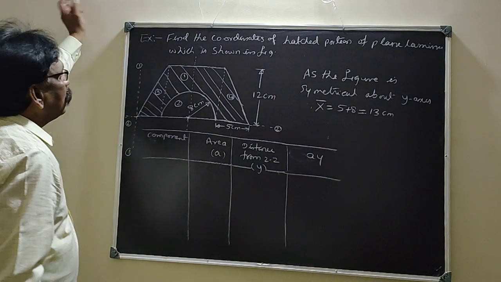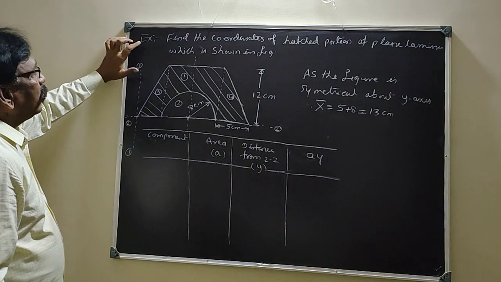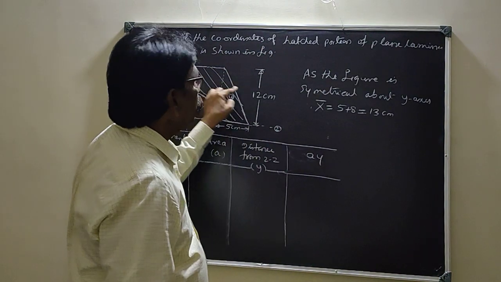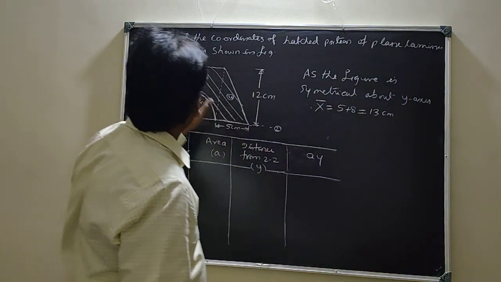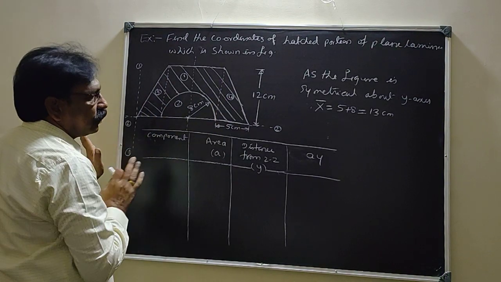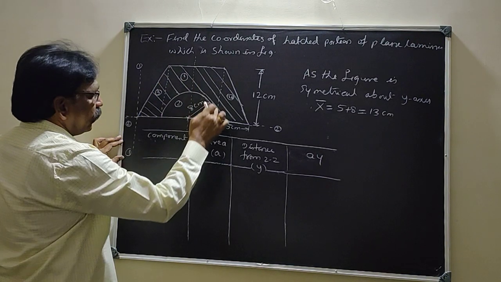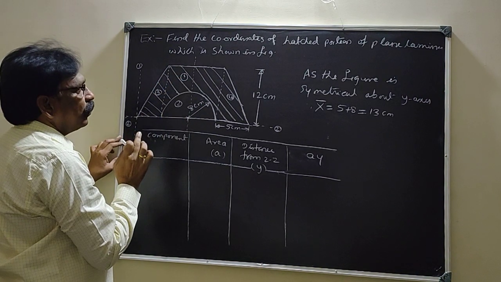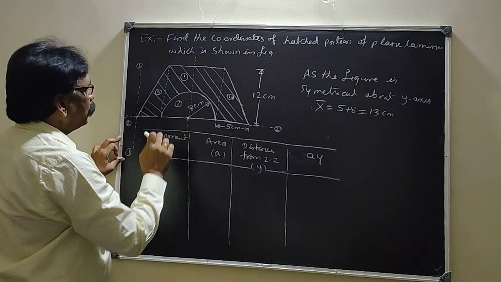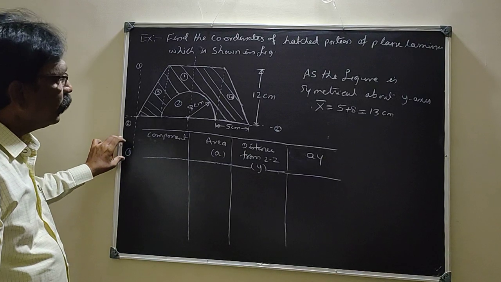Now another example on the center of gravity. Example: find the coordinates of a hatched portion of a plane lamina which is shown in the figure. So now this is the figure, the plane lamina. Now it is made up of a rectangle, which I represent as 1, and then the semicircle 2, and then the two triangles 3 and 4.